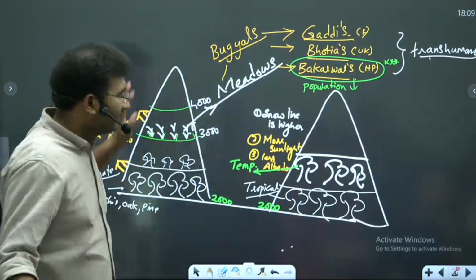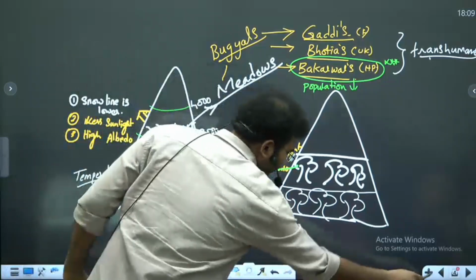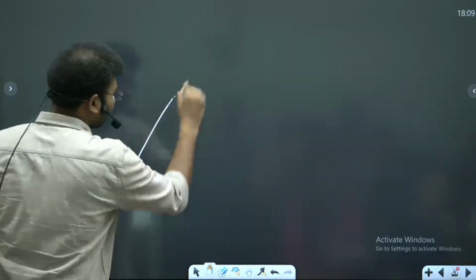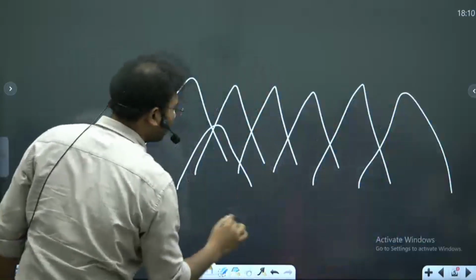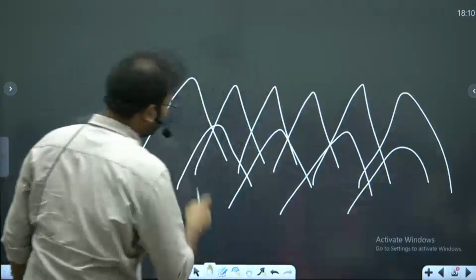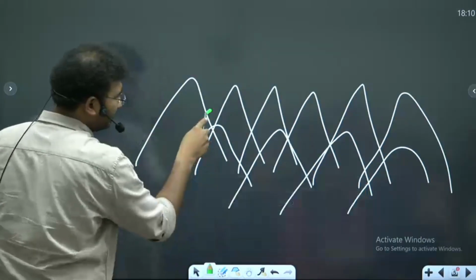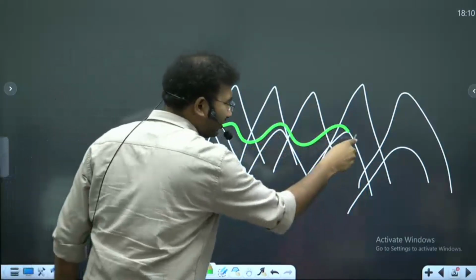Now these people, you should not just imagine one mountain. Imagine there are thousands of mountains. Now their primary work is what? To move from one place to another, like this on the mountains itself, they keep on moving.